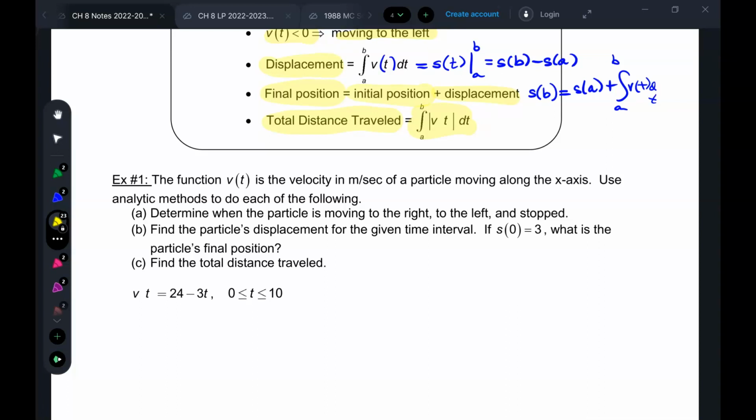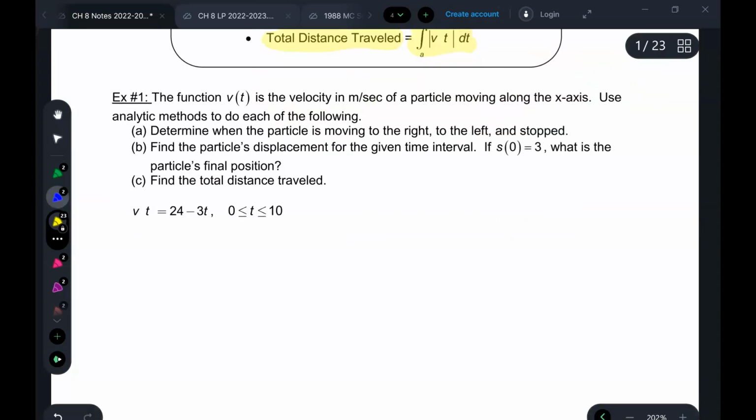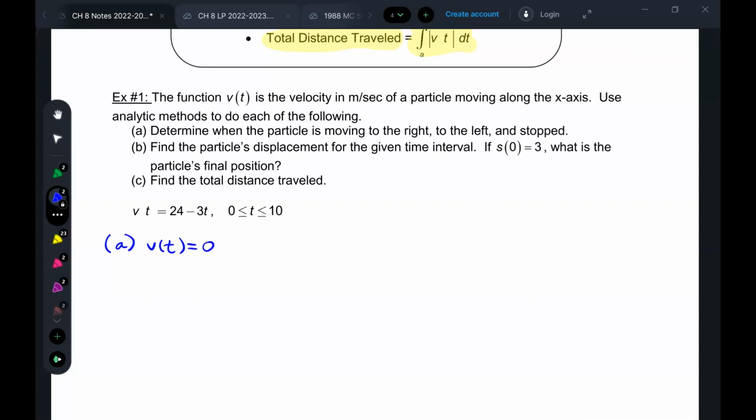Okay, so we have a function, v of t, the velocity of the particle moving along the x-axis. So when is the particle moving right, left, and stopped? When we did this in the past, I gave you a position function, so we would have to take the derivative to find the velocity, but I already gave you velocity. So it's actually easier. What do we want to do? Set it equal to 0. When is it moving to the left, to the right? We're just going to set velocity equal to 0. I gave you a real easy one here to start. What do we get for t?